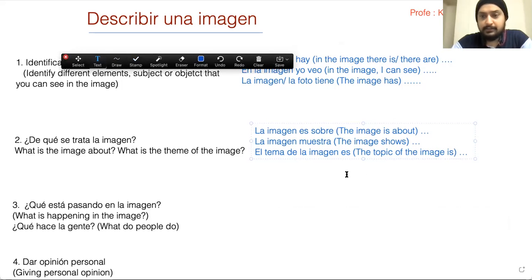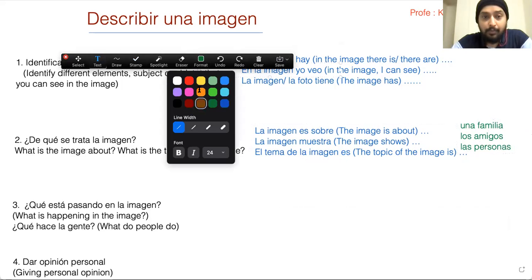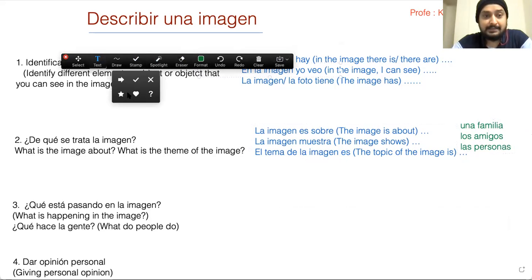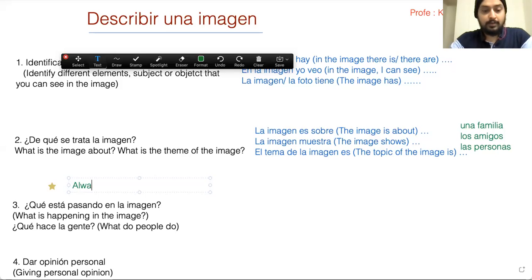Now, for the third part, examples can be: la imagen es sobre, and let me write a few examples. Una familia, los amigos, las personas. And also the most important point in Ab Initio is to always identify the cultural element. Always try to identify the cultural element in the image, which we will discuss later.